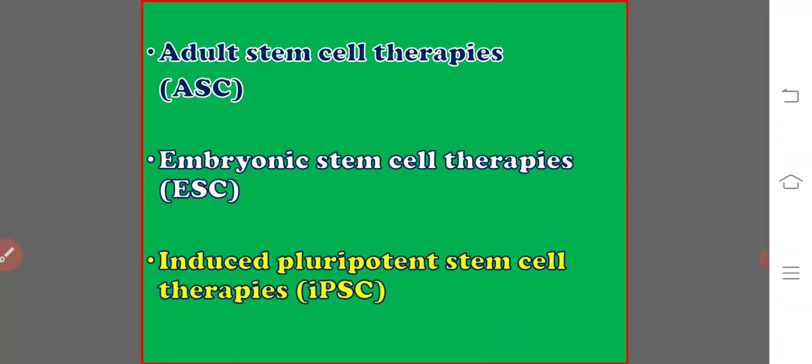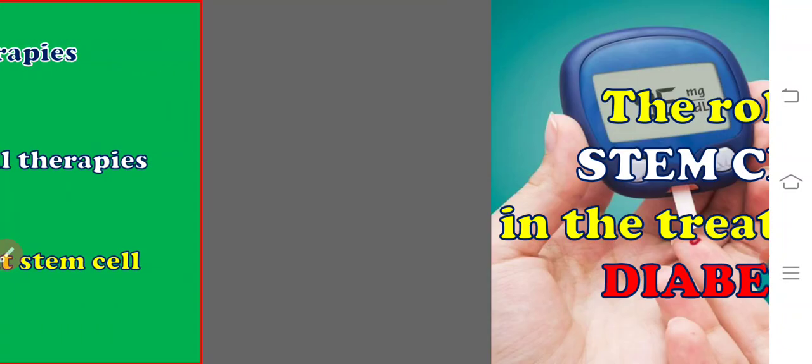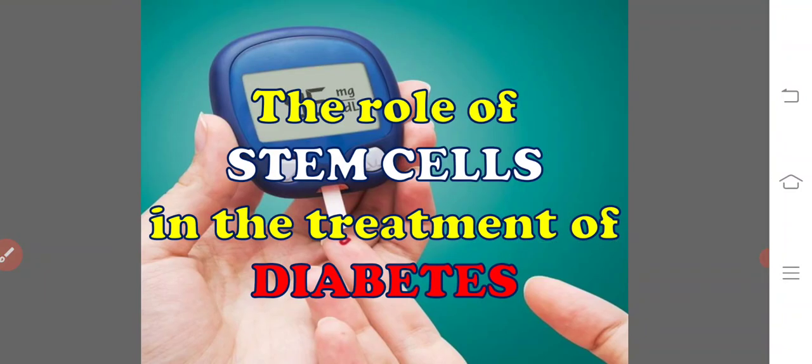And therapies which are done by using the stem cells. Adult stem cell therapies, ASC, embryonic stem cell therapies, ESC, and induced pluripotent stem cell therapies, iPSC. There are different therapies done by utilizing the different kinds of stem cells. And the role of stem cells in the treatment of diabetes mellitus.